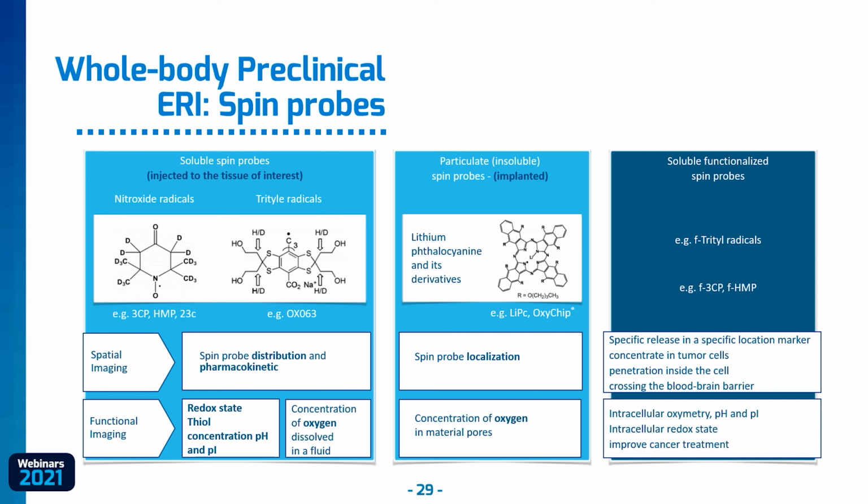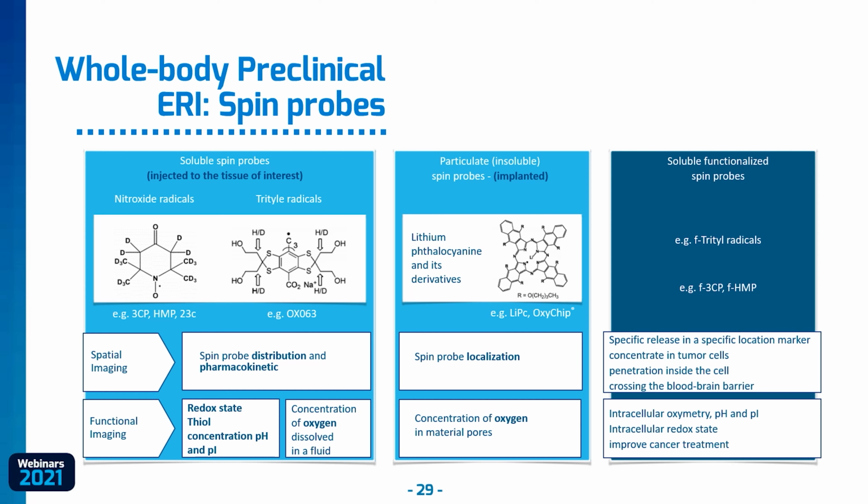This type of measurement is currently used in clinical trials in the form of biocompatible particles called OxyChip or micro-OxyChip. However, liquid spin probes are more suitable for imaging. We can distinguish 2 types of soluble spin probes: the tritols, which allow imaging oxygen concentration, and the nitroxides, which are very useful for imaging the redox state.